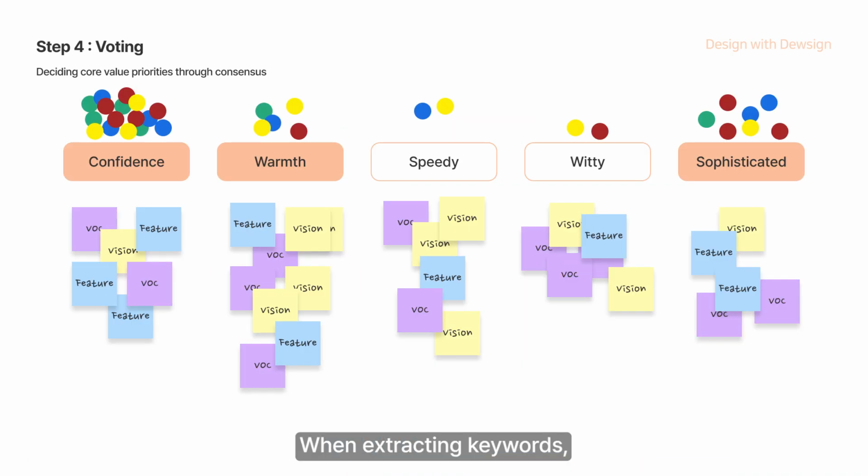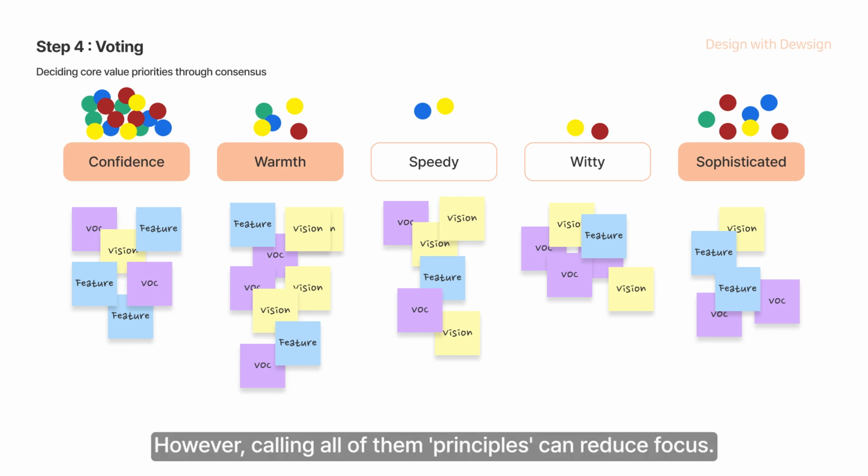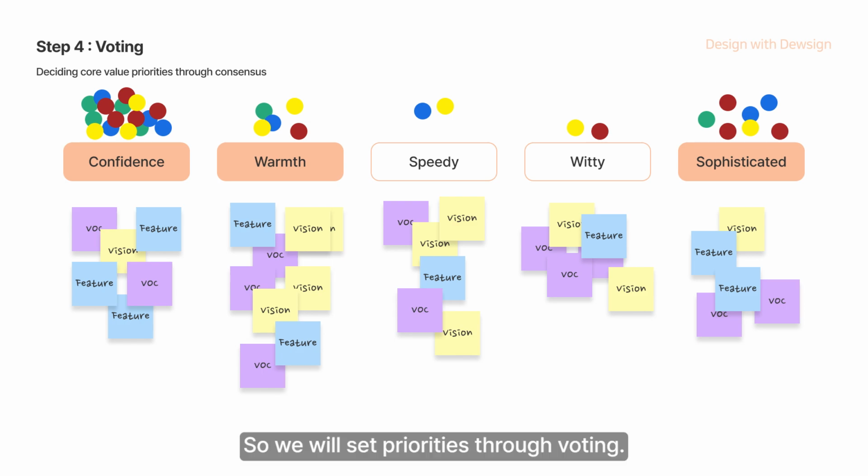When extracting keywords, there may be 5 or 6, or even more than 10. However, calling all of them principles can reduce focus. So we will set priorities through voting. Please place stickers on the keywords that you think best represent our product's identity. This is not just about a simple majority vote. It is a process to confirm the importance shared by all team members.